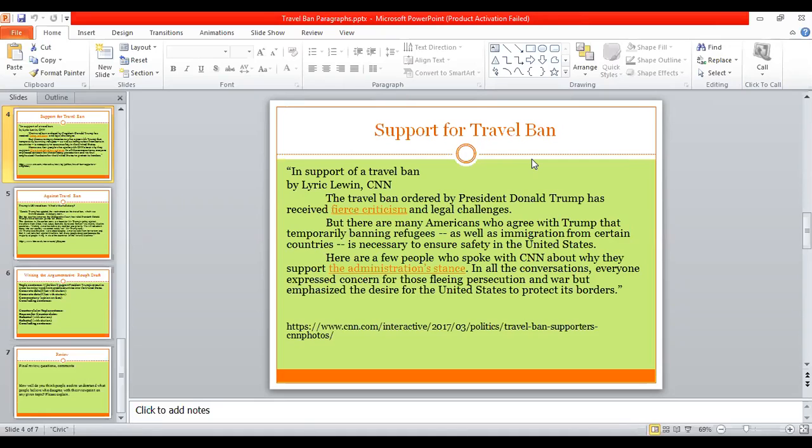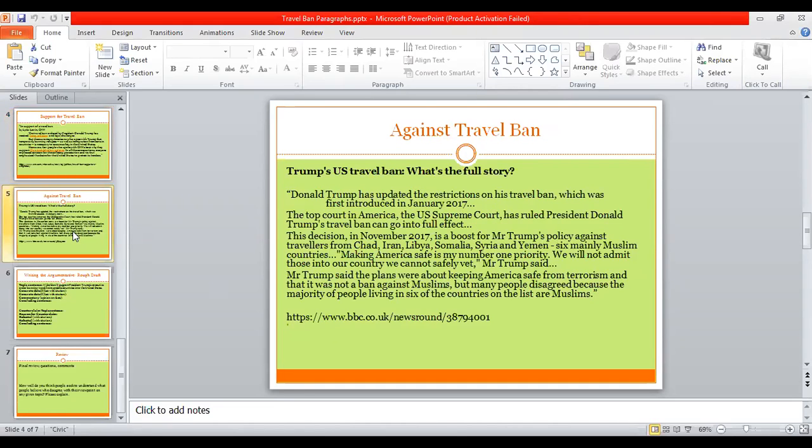And that's the line, I already had read that, where it says everyone expressed concern for those fleeing persecution and war. So I think that's one of the arguments we can think about that is evidence for arguing against the travel ban. So does that make sense so far? Yeah. Okay, great. All right, now we'll go ahead to this next one. Okay, against the travel ban.